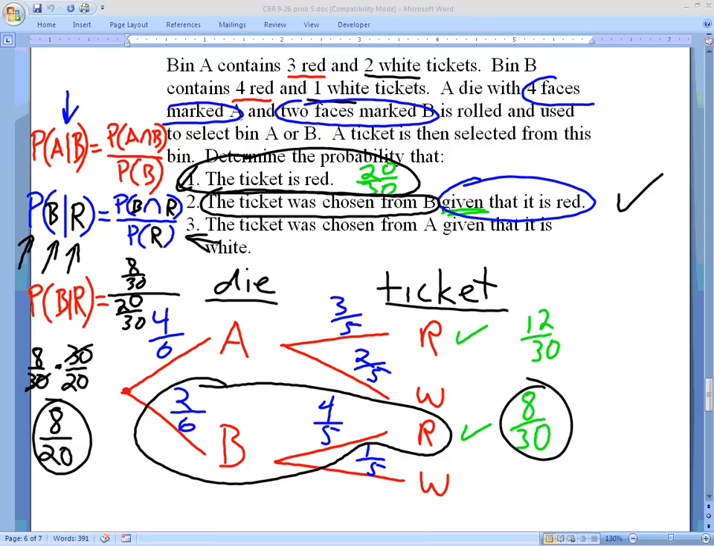You may want to replay that one, try it on your own, and then you can also take a look at question number 3 on your own. The ticket was chosen from A, given that it is white.